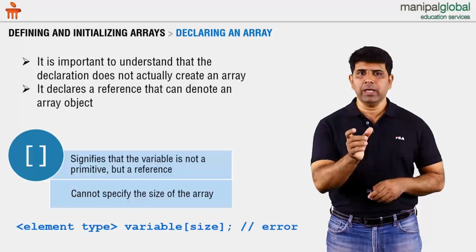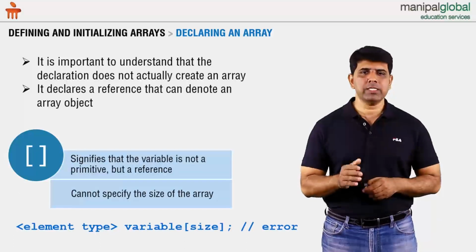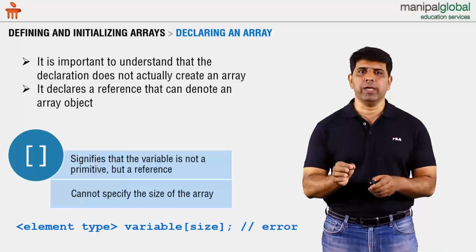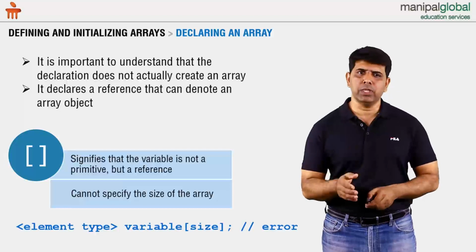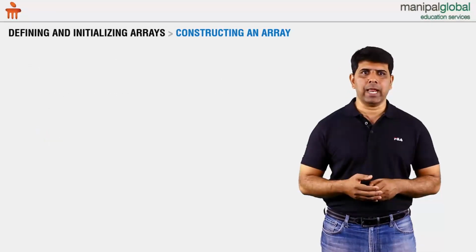As you can see, the element type, variable and a size in the bracket is an error. It's a compilation error. The square bracket is only to signify that the variable is an array, not an individual element. So let's see how to construct an array.